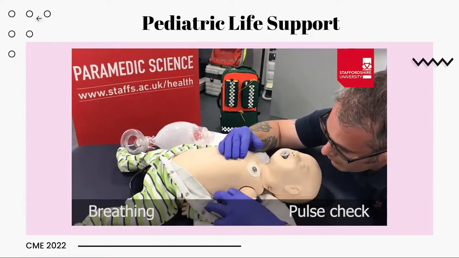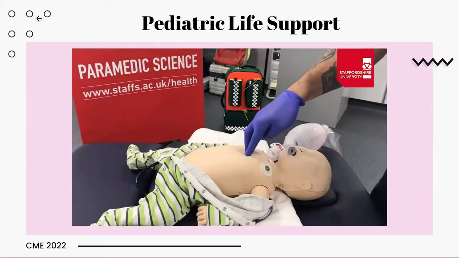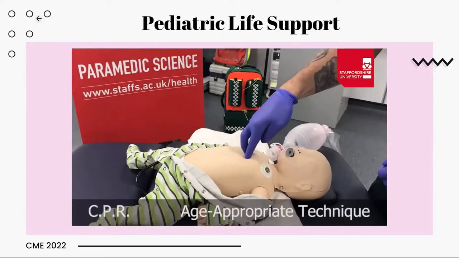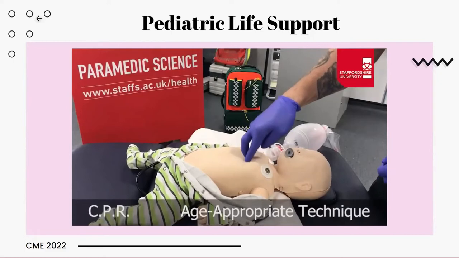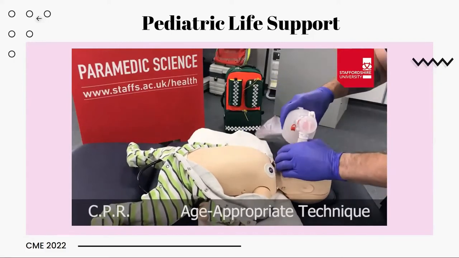Now here we're going to diagnose cardiac arrest, and remember, to do this we need an absent pulse or a pulse of less than 60 beats a minute, according to the pediatric algorithm. In the event of cardiac arrest, we're going to start CPR using an age-appropriate technique. For this age child, we'd be using 2 fingers, although for an older child, we may use 1 hand or 2 hands, depending on the size of the child concerned.